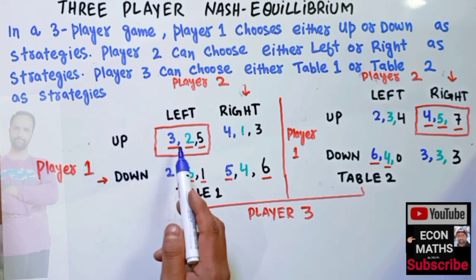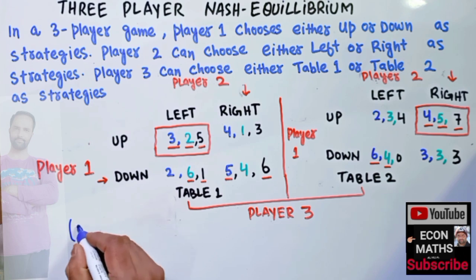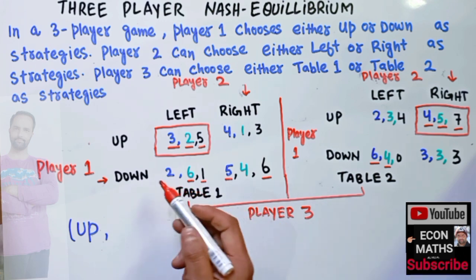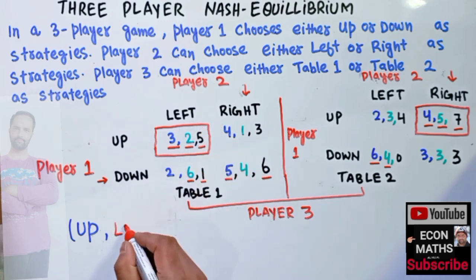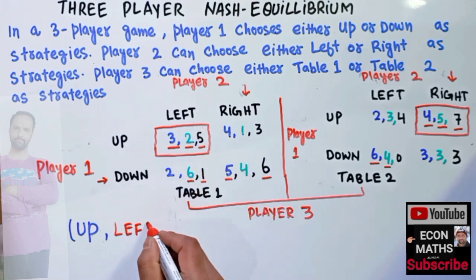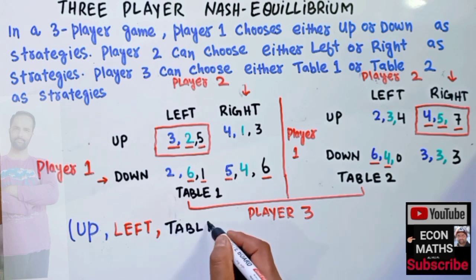So we have strategy profile, that is, player 1 goes up. Let us write. Player 1 goes up. Then player 2 chooses left. So, we have left. And player 3 chooses table 1. Table 1. This is one Nash equilibrium.